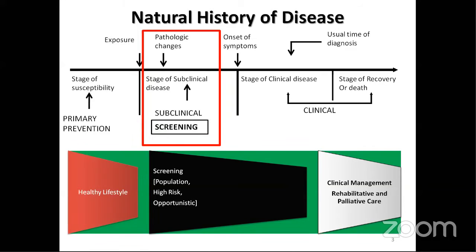Therefore, we use screening at this stage as secondary prevention, by screening the population or screening a high-risk population, or sometimes we do opportunistic screening. The persons who are coming to our health facilities with other conditions, we grab and screen them. Now, some of us are going to end up having cancer, and cancer is going to be established. At that point, our focus is going to be on clinical management, including rehabilitative and palliative care.